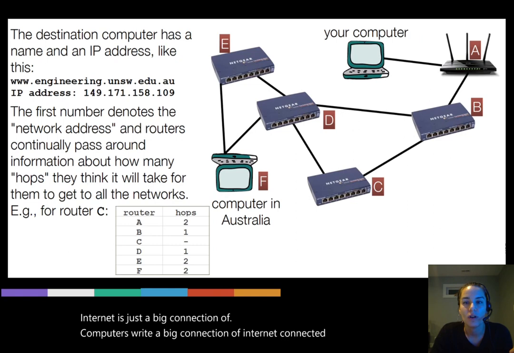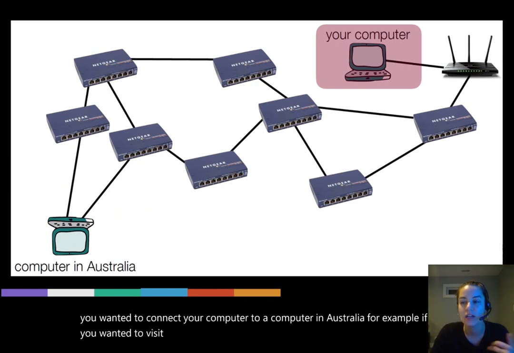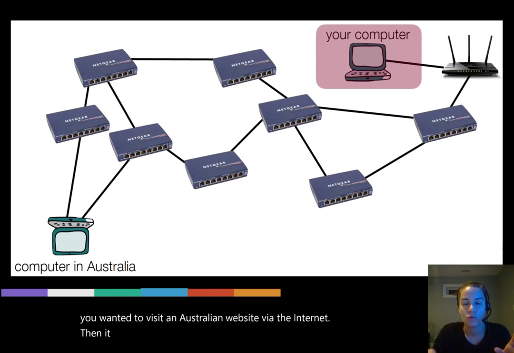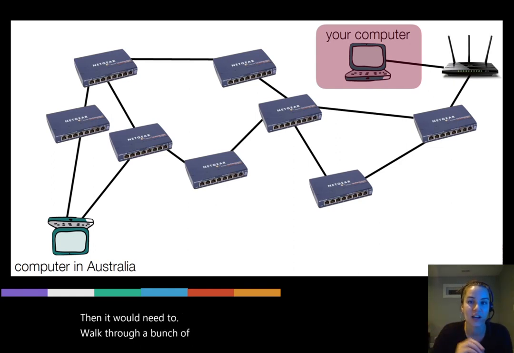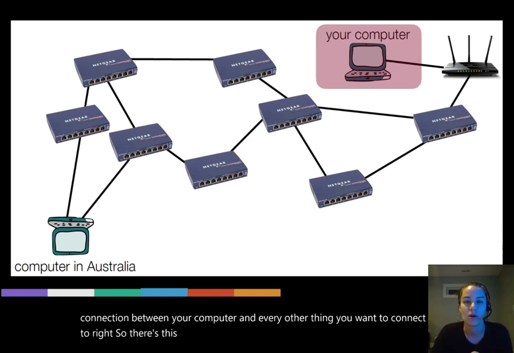And so if you wanted to connect your computer to a computer in Australia, for example, if you wanted to visit an Australian website via the internet, then it would need to walk through a bunch of other connections in order to get there. There isn't a direct connection between your computer and every other thing you want to connect to, right? So there's this big graph that connects them all.